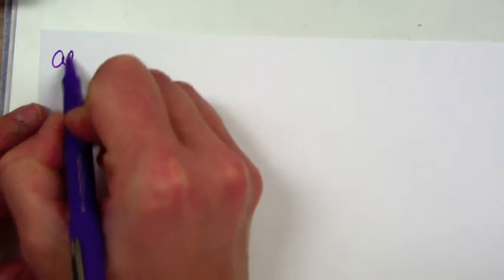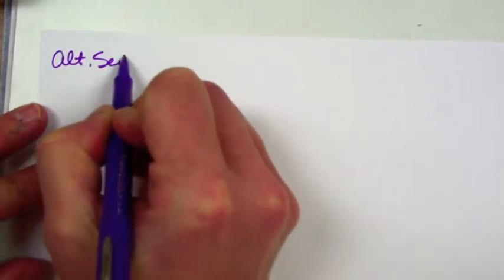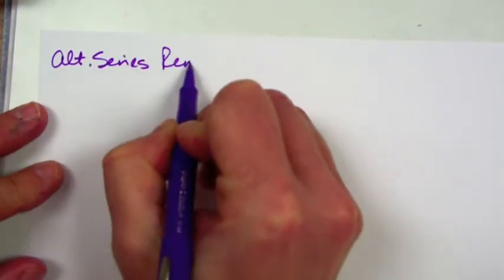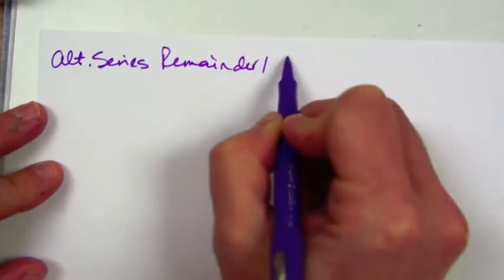All right, so I moved around and showed you what that error looks like. So let's get it in writing before you go. Alternating series remainder / error.